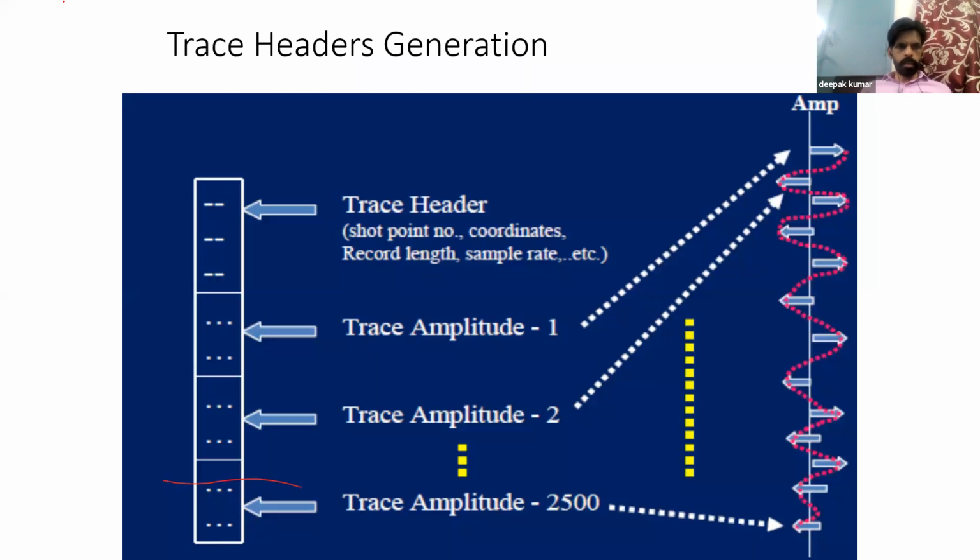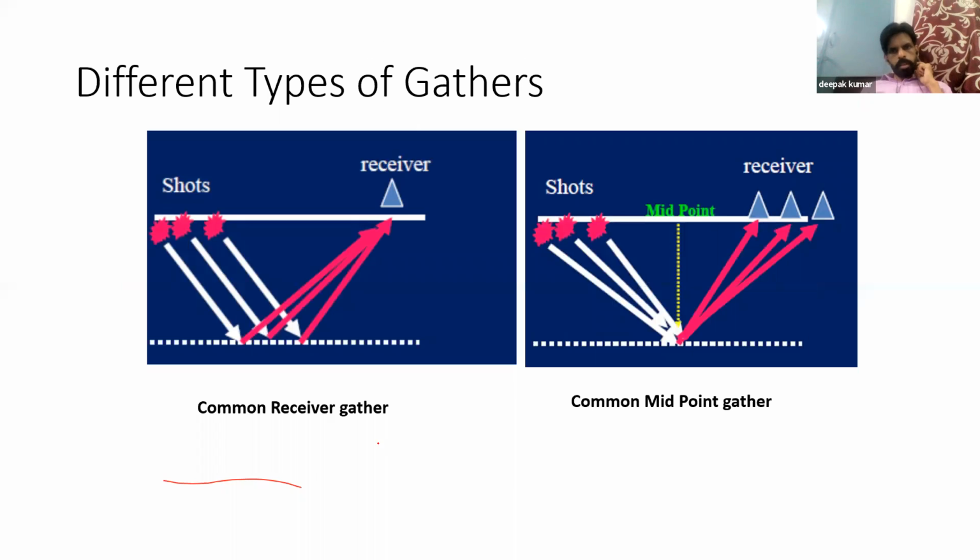See, in the upper section here, this is called the trace header, which has the coordinates, the recording length, the sampling rate, and the sampling interval. So all the information will be here, and then there will be traces. So that's it. Next. Here is an example which we have discussed in the previous sessions itself.